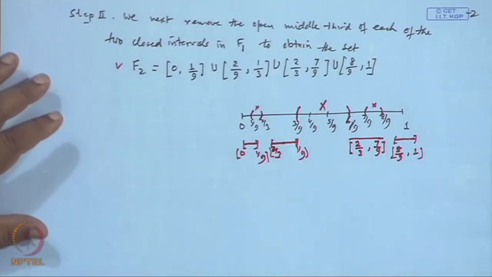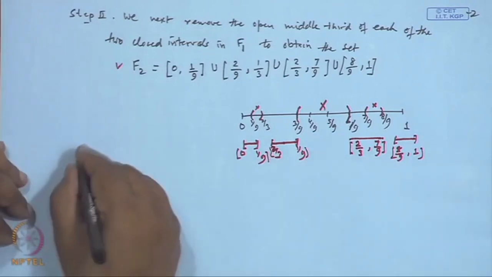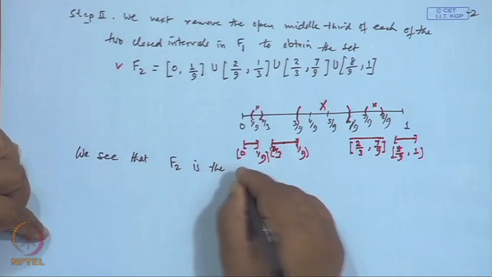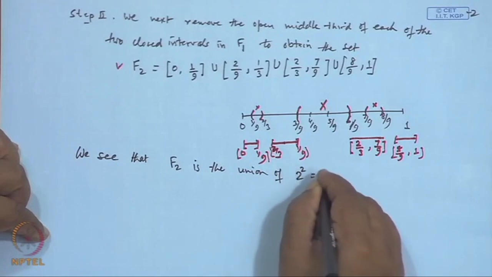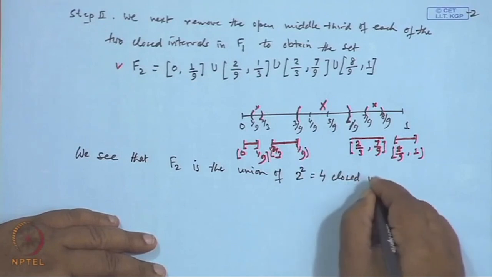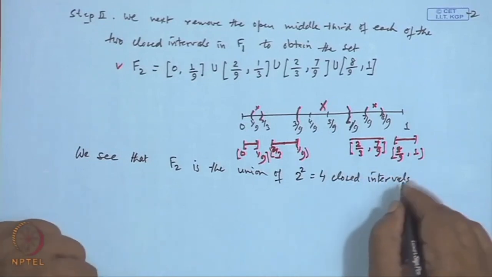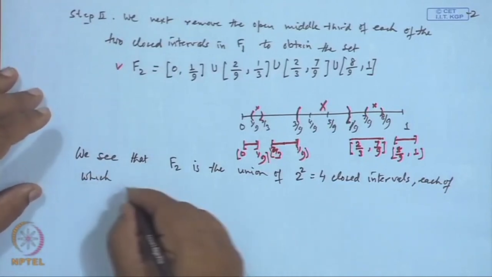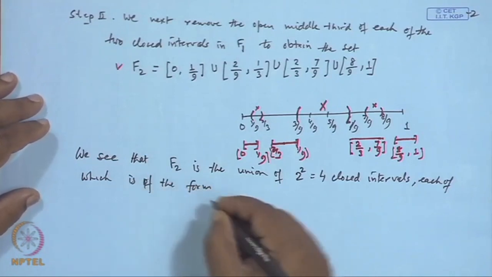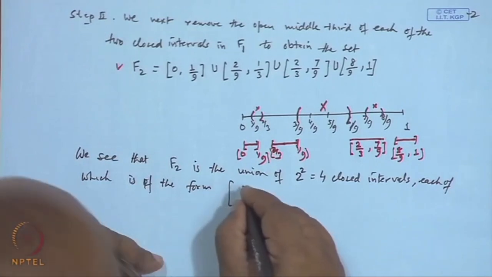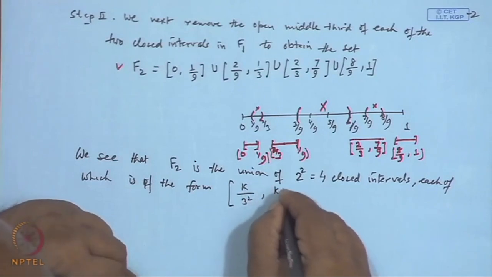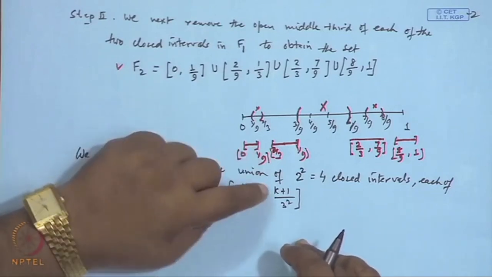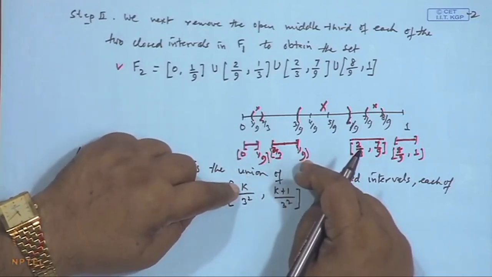Okay. Now, each of these F2, we see that F2 is the union of two to the power 2, that is 4 closed intervals, each of which is of the form k over 3 square comma k plus 1 over 3 square, is it not? Because when k is 0, you are getting 0 and 1 by 3 square. When you are taking k is 2, you are getting this one.